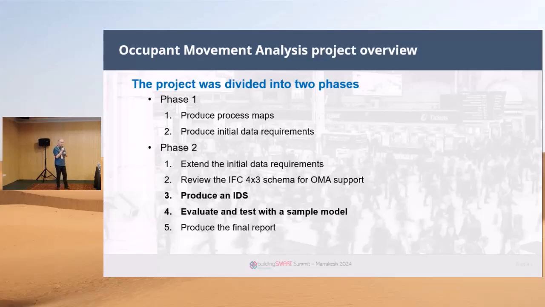And then to produce an IDS which listed both the things we want in the existing 4.3 and then also added on top to extend it to meet all of our needs. And then once we got the IDS, to create a model and test it with the IDS and then produce the final report. Basically to create the whole specification, test it out and make sure it validates too.